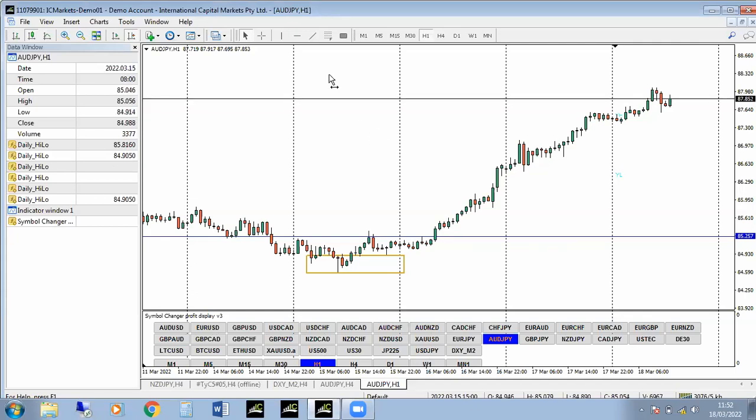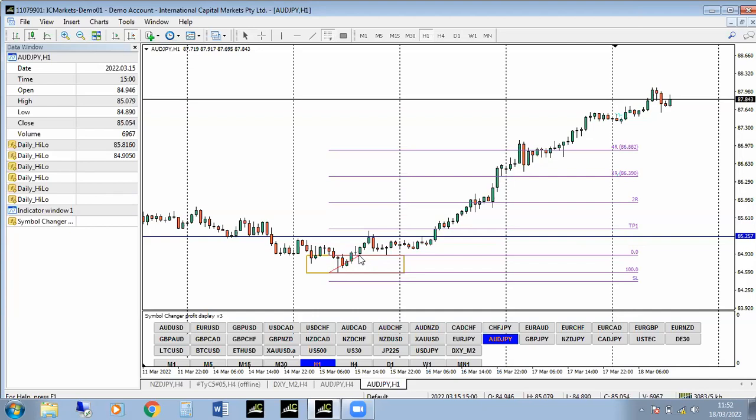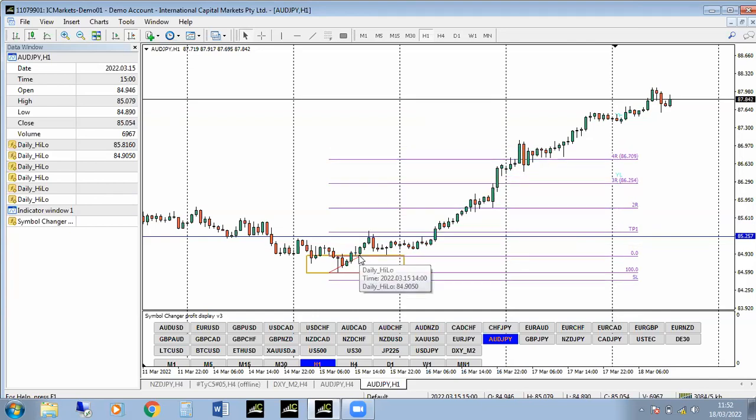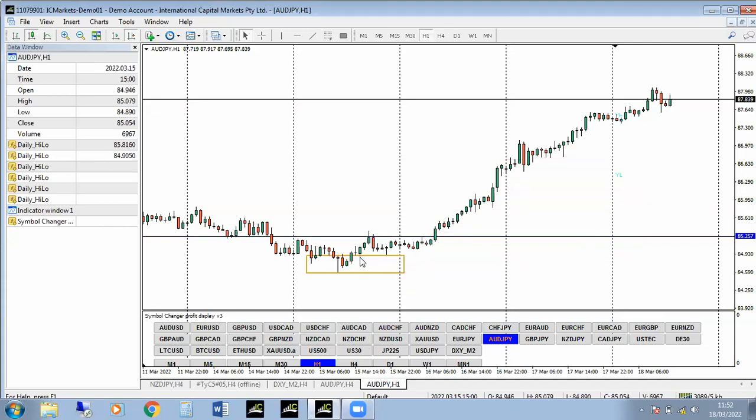I've shown you the fib settings. We draw our fibs from the low of that candle to the high of that bearish candle. And in about 2 days, or let's say 3 days, so 1, 2, 3, we have our profit targets met.